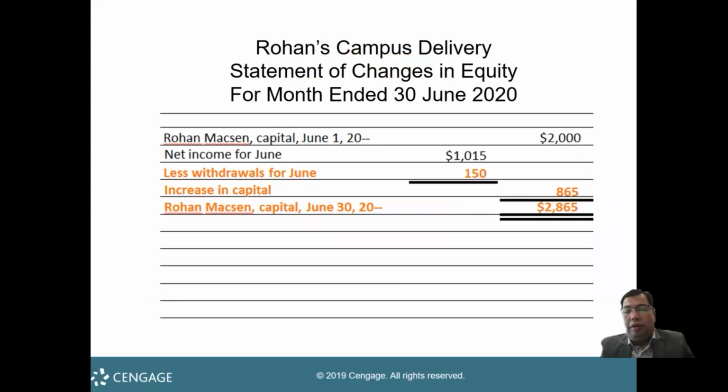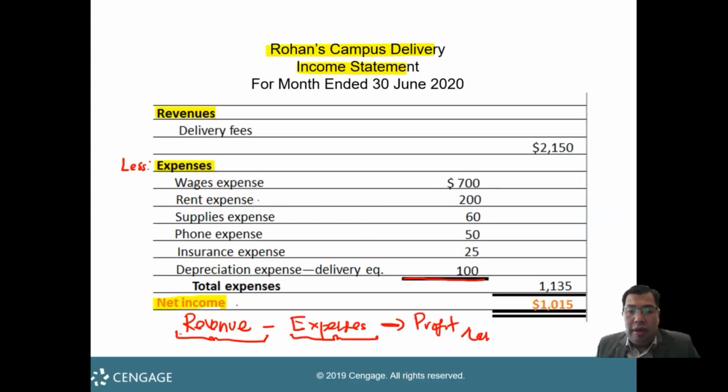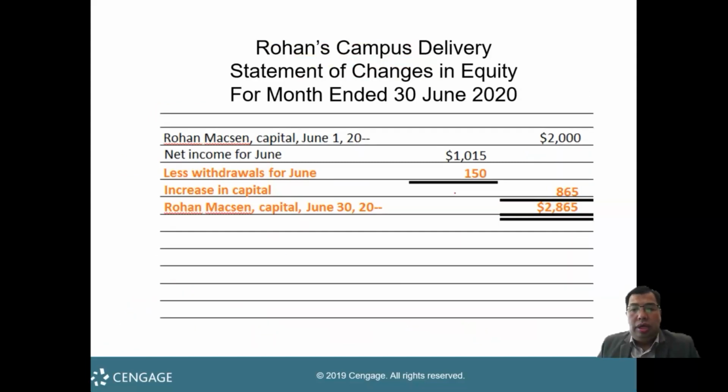Then the net income figure, you're going to use this figure in your statement of changes in equity. So this 1015, you have your capital. This is your capital plus net income less drawing. This gives you the increase in capital. Net income less drawing gives you the increase in capital. So your capital grows from 2000 to 2865. A very simple thing. Capital comes from your trial balance.